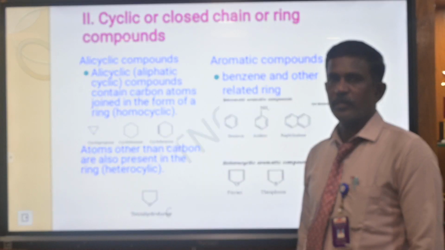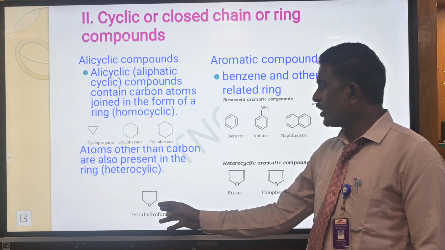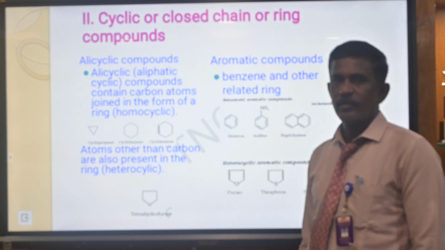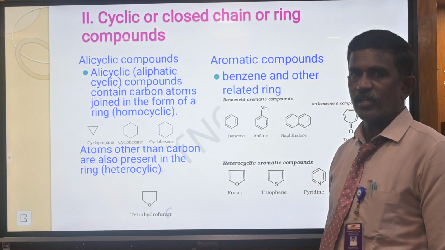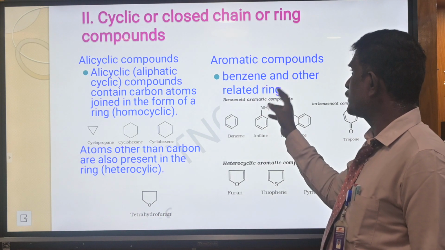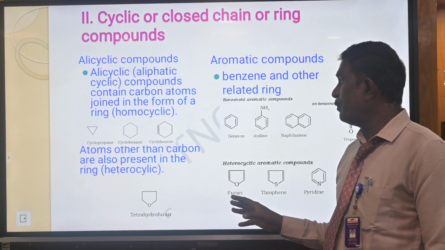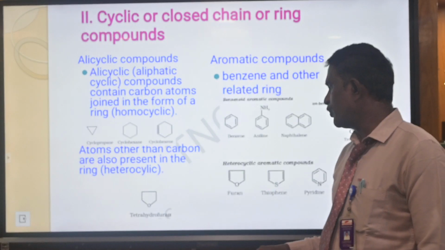Here 4 carbon atoms are present along with 1 oxygen in the ring structure. That is a 5-membered ring, but in that 4 atoms are carbon and 1 is oxygen. And what you are seeing, the next category, aromatic compounds. In aromatic compounds we can have benzene and non-benzene type compounds.